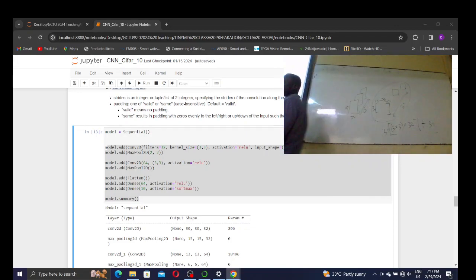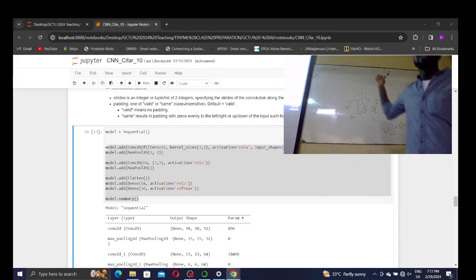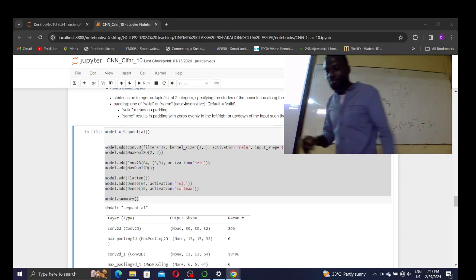So the max pooling takes the convolved image. So now this output shape is the shape of the output. So it's 30 by 30. So you just divide 30 by 2, and you get 15 by 15. So that is the output shape. You see how easy that is. But if you get the first one wrong, it means that everything is zero. That's 0. Right?